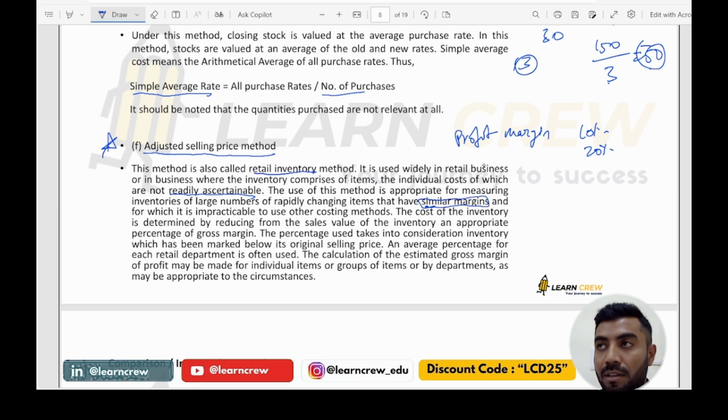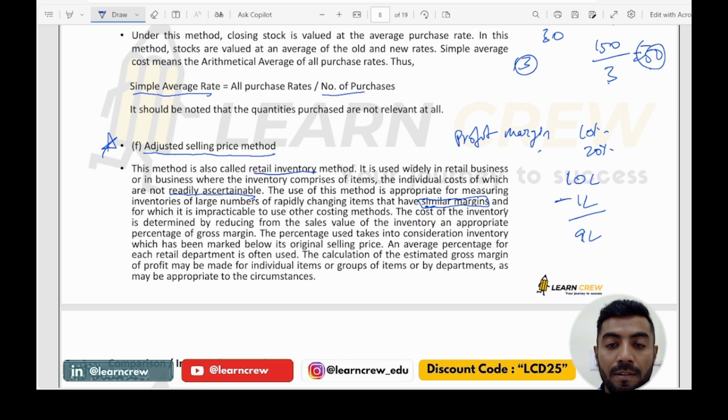Say, for example, in consumer goods, they have a lot of products, but they might have a similar margin. So based on margin, they find the closing stock value, for which it is impracticable to use other costing methods. Like we discussed, the other methods we are not able to use. The cost of the inventory is determined by reducing from the sale value of the inventory an appropriate percentage of gross margin. Say, for example, sales made are 10 lakhs. Say, profit margin is 10% on sales. If it's specified on sales, minus 10%, that will come to about 1 lakh. Remaining will be 9 lakh.